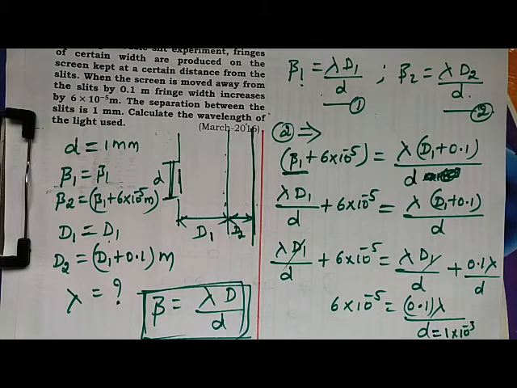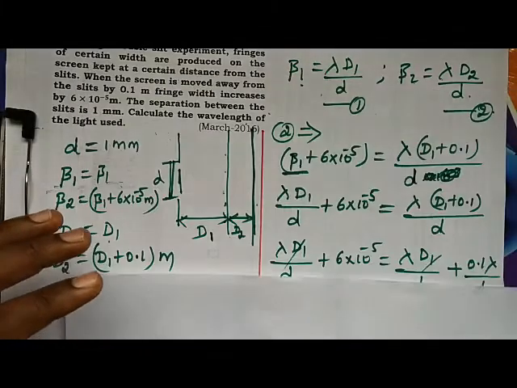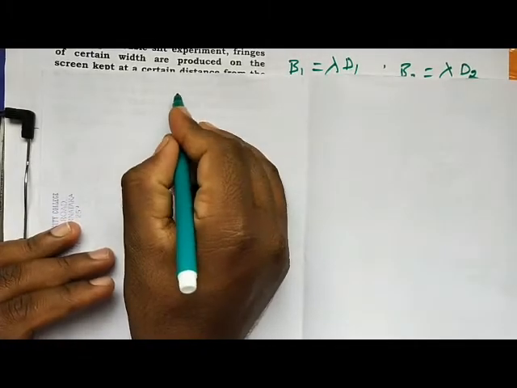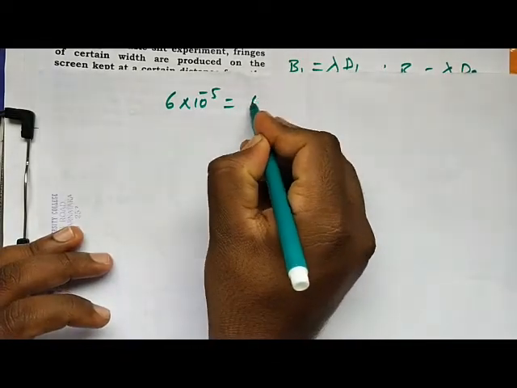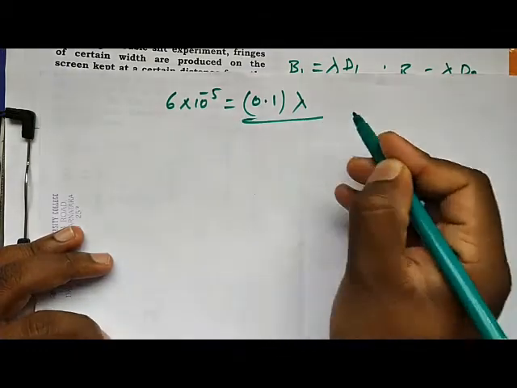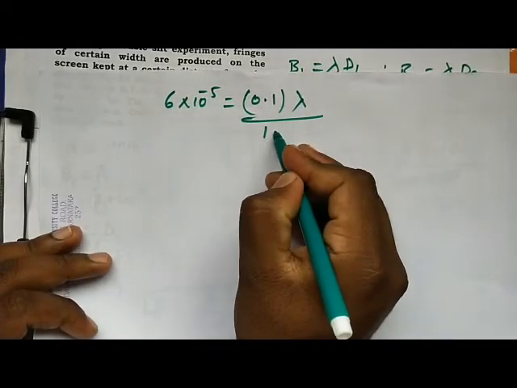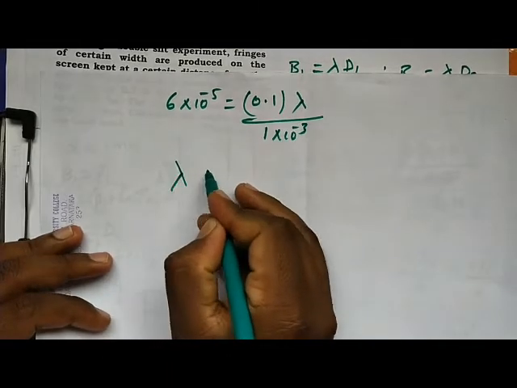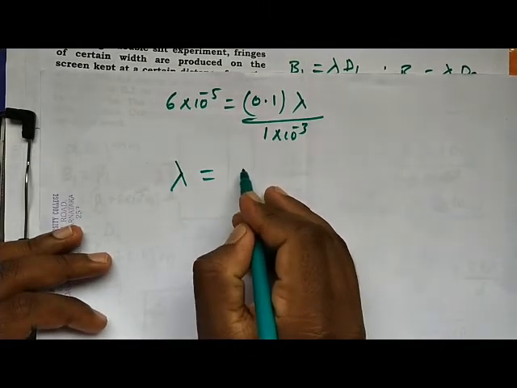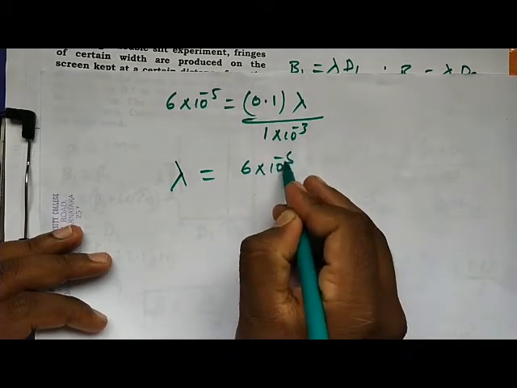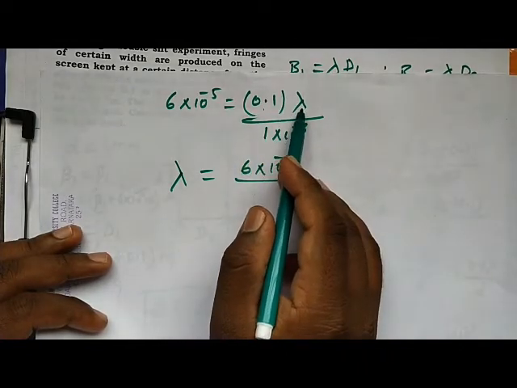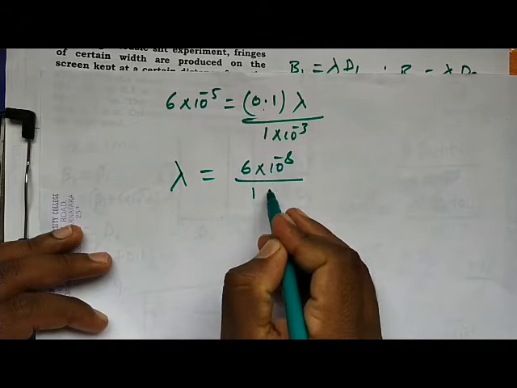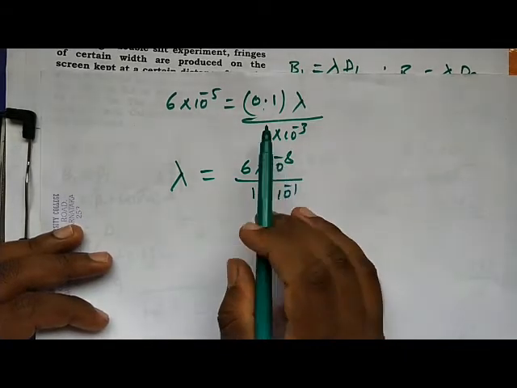So it becomes 6 into 10 to the power of minus 8, or go step by step, why confuse here? 6 into 10 to the power of minus 5 equals 0.1 multiplied by lambda divided by the distance between the two slits, that is 1 into 10 to the power of minus 3. Here this lambda can be written as 6 into 10 to the power of minus 3 into minus 5, minus 8. 6 by 1 is 6, remaining it is 0.1 multiplied by lambda, meaning the lambda value becomes 0.1, that is 1 into 10 to the power of minus 1.